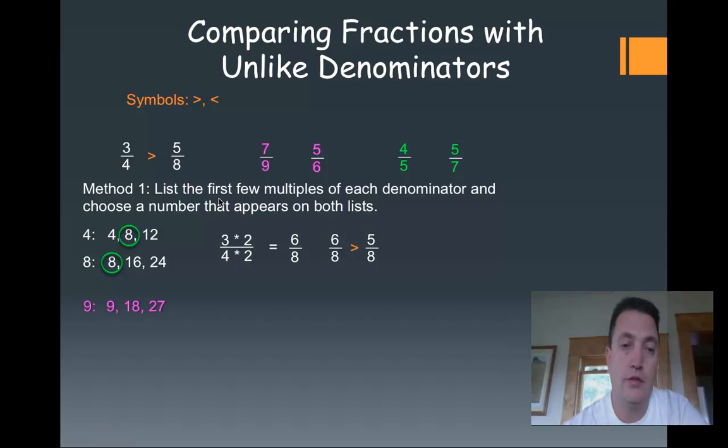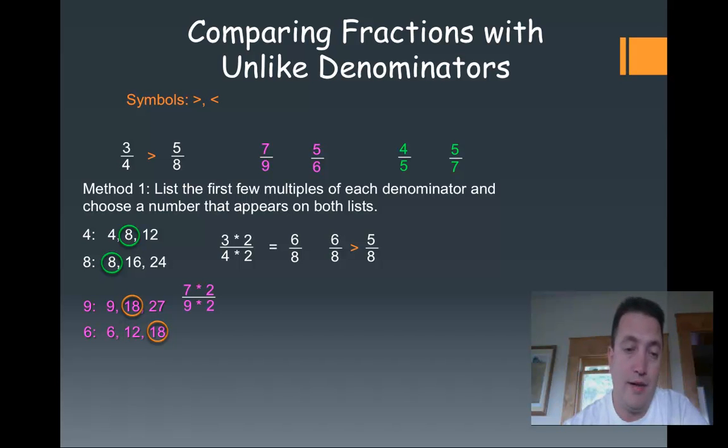Now, let's list out the first 3 multiples for 9, which is the denominator in 7/9, and we get 9, 18, and 27, and the first 3 multiples of 6: 6, 12, and 18. And again, I have 18, which can become a common denominator. This time I have to change both fractions. Last time I only had to change one.